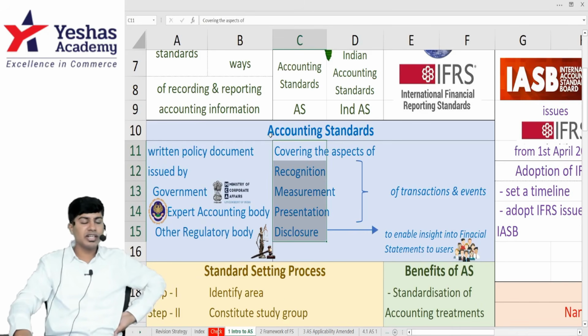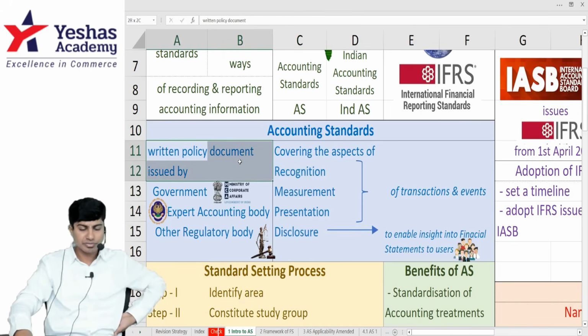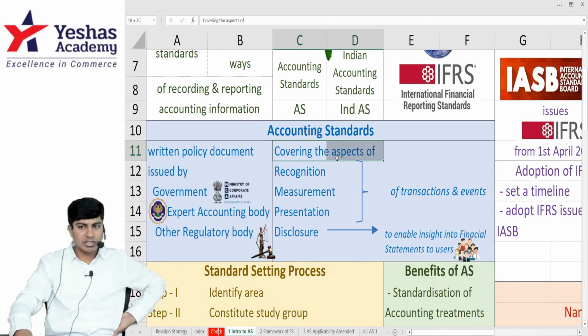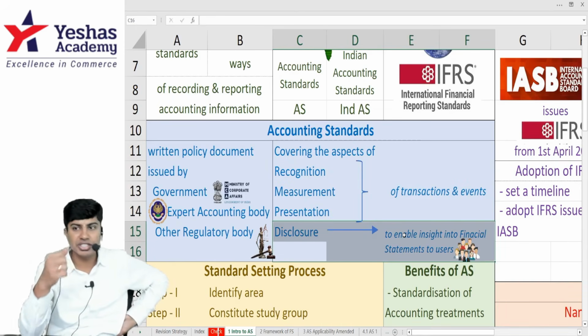Once again, what is it? Accounting standards are written policy documents issued by a government, expert accounting body or other regulatory body, covering the aspects of recognition, measurement, presentation and disclosure. What should we recognize, measure and present? Transactions. Disclosure means giving enough information to users to help them take decisions.